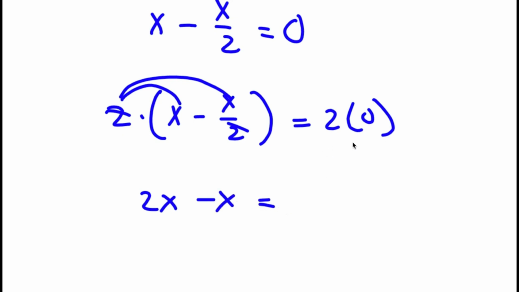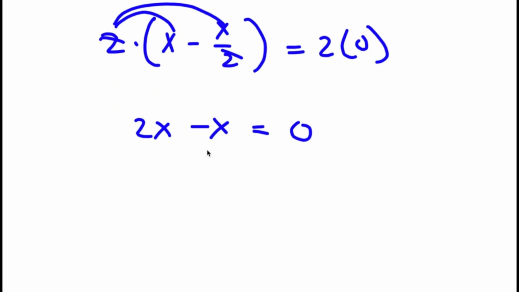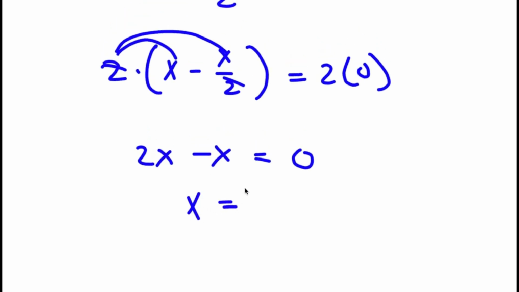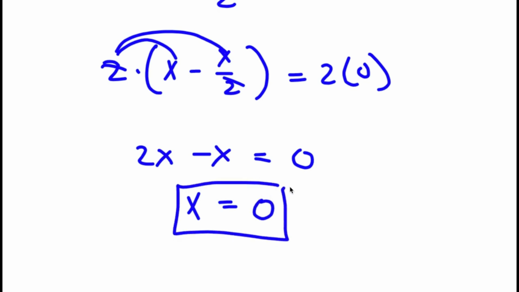And this is equal to 2 times 0, which is simply equal to 0. So I have 2x minus x is equal to 0. Now 2x minus x is simply equal to x. So I have x is equal to 0. So x equals 0 is my solution.